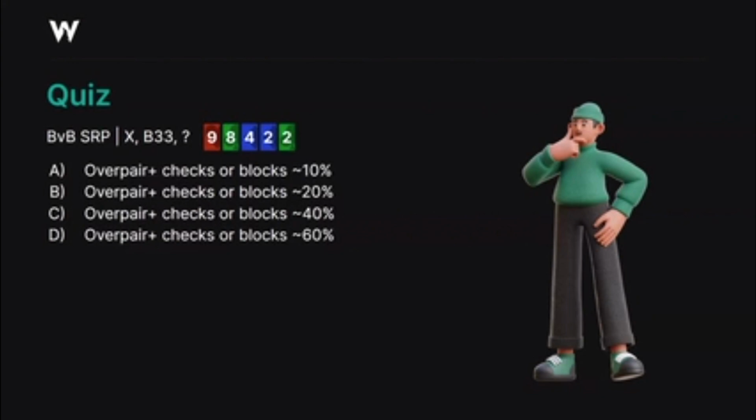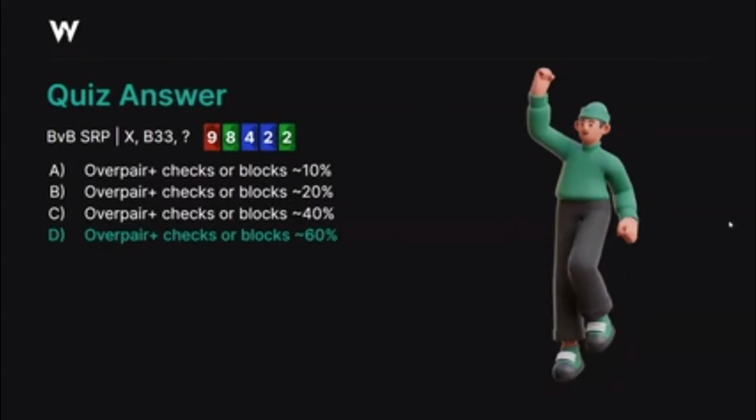Okay, this is a case, again, where we are blind versus blind in a single raise spot. We check out of position on the flop, goes check, check. We bet a third on the turn, we get called, and then a river. What are we going to do with overpair plus? Which, by the way, overpair plus here is really, really strong, obviously. So let's see. The answer is 60%.